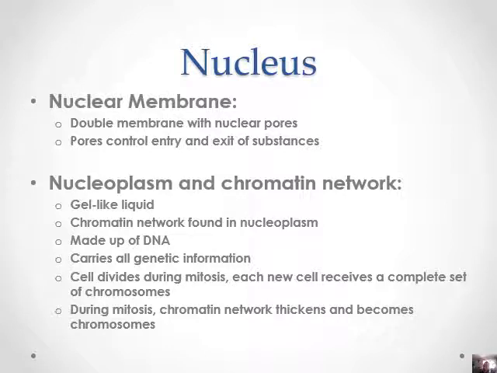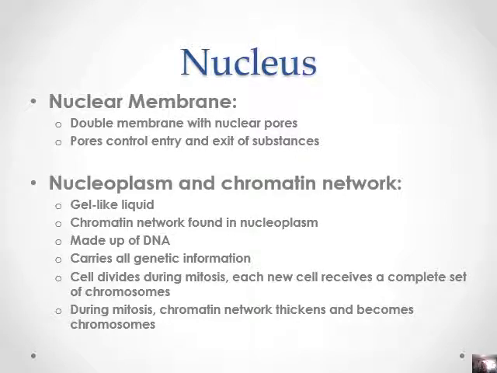So the chromatin network is found in the nucleoplasm. It's made up of DNA or deoxyribose nucleic acid. It carries all genetic information. You'll recognize that carrying all genetic information is the same biological importance that you found when we were doing the nucleic acids in the previous section of work, so go back and have a look at it. This genetic information is a set of genes which are transferred from mom and dad to you.